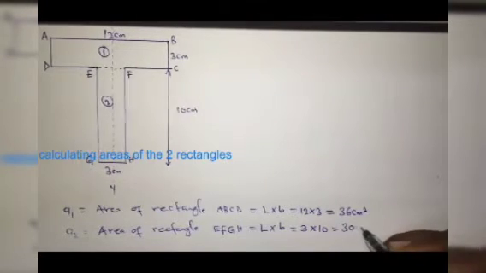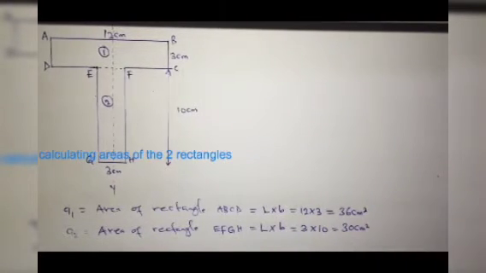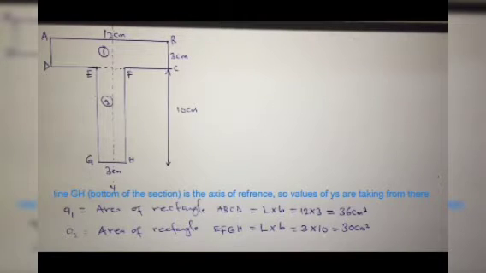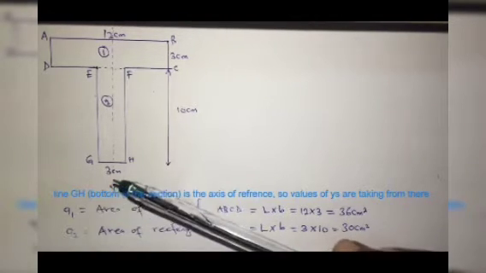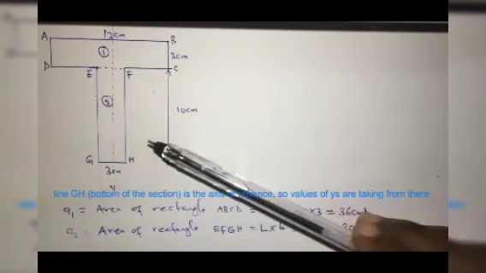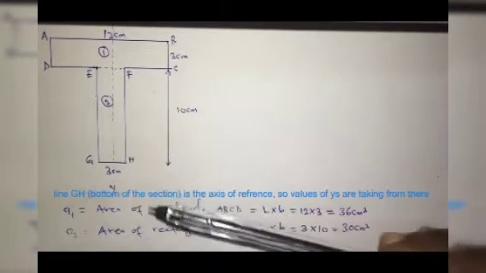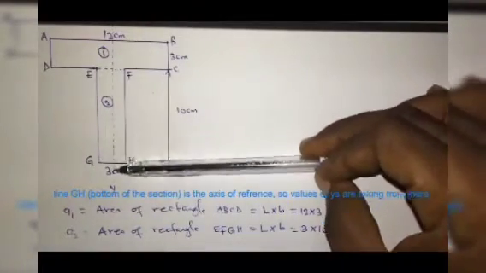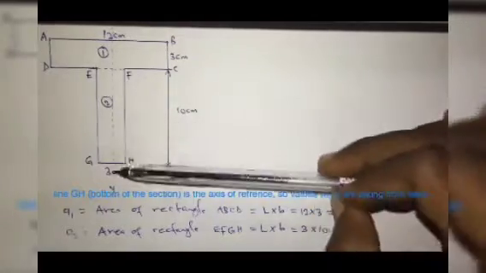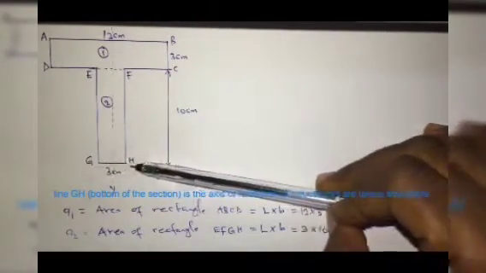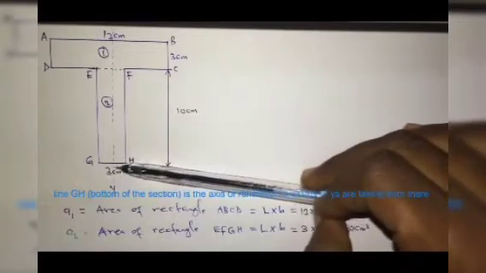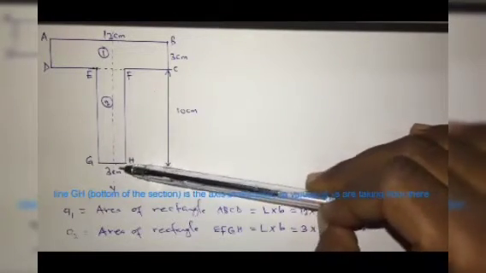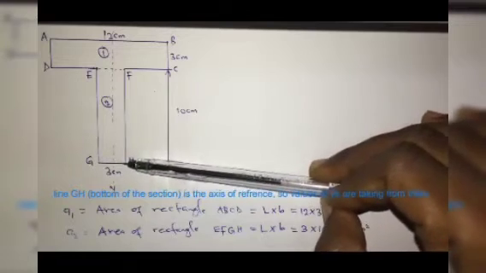So after this, you need to identify the axis of reference. As I mentioned in class during our lectures, when you are considering the vertical, that's the YY axis, the bottom line is the axis of reference. So in this case, the line GH is our axis of reference. As you can see, it is written on the screen. So from this axis of reference, you calculate your Y.